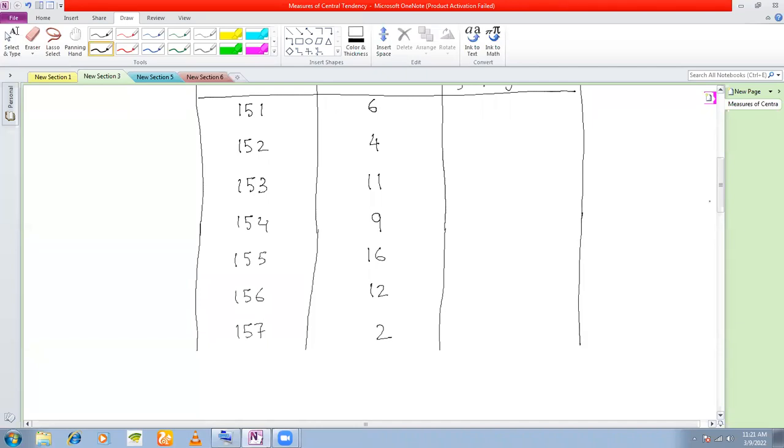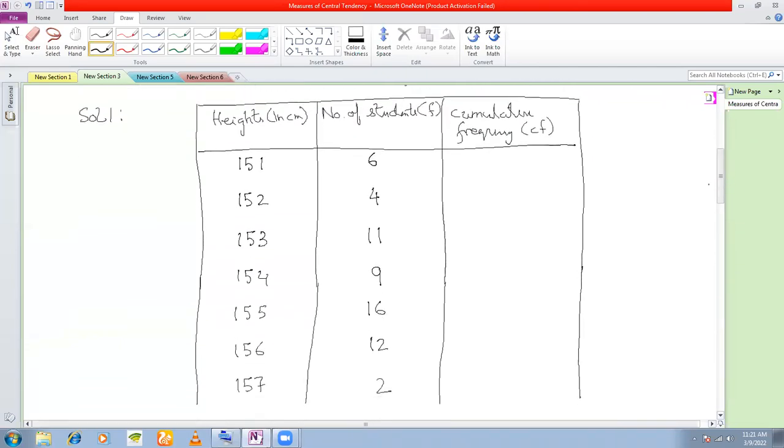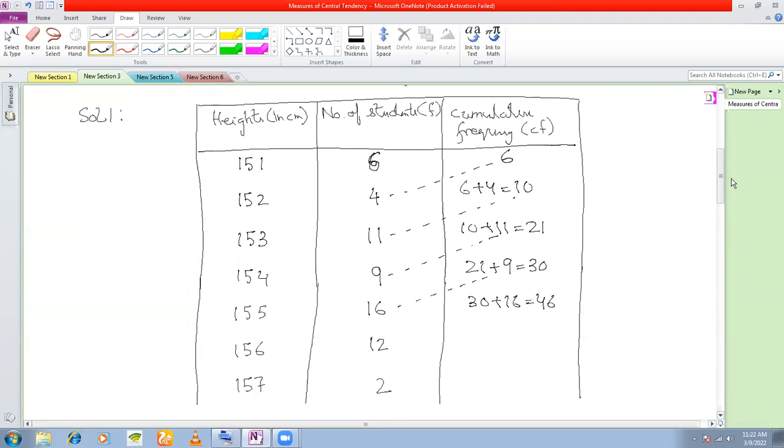And now the third column is for cumulative frequency. So you calculate the cumulative frequency. First one, the frequency is 6, so this will be 6. The next one, you add these two: 6 plus 4 is equal to 10. Next, you add these two: 10 plus 11, which is 21. Next one, you add these two: you get 21 plus 9, which is 30. Next, you add these two: you get 30 plus 16 is equal to 46.